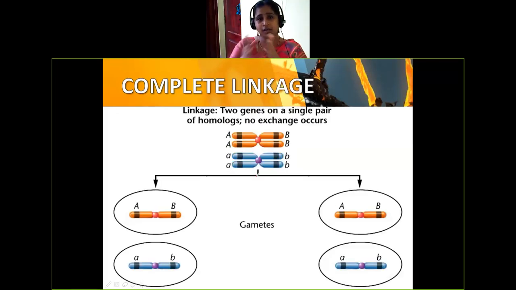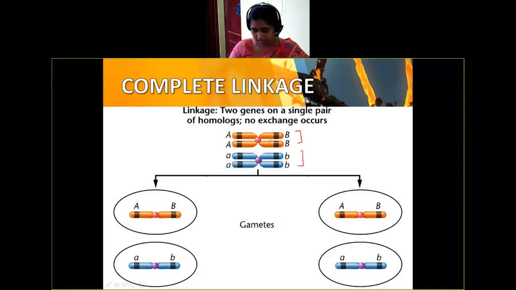In complete linkage, I pulled out the gametes and showed a pair of chromosomes. This is one set, another set here. Always remember, capital letter is the dominant and small letter is the recessive character. Both are there when the gametes are pulled out. In this, there is no crossing over. The gametes carrying the same genes get inherited and transmit the character. It's a complete linkage.